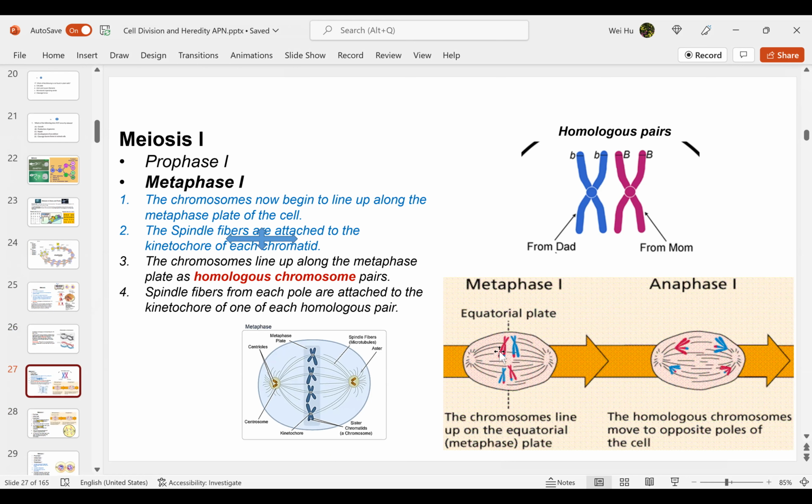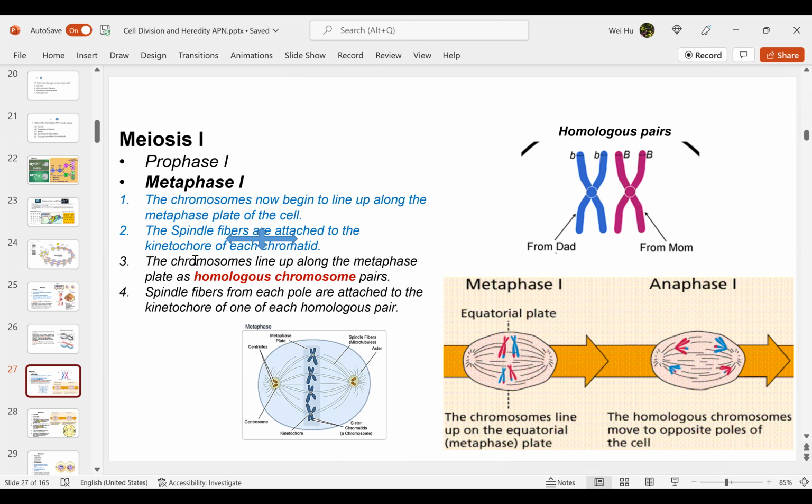So now you can see, assume that this magenta color is your mom's one and the blue color is your dad's one. So they actually pair with each other instead of lying in the middle. So the pair, but of course you can go to the left, you also can go to the right, it's your choice.